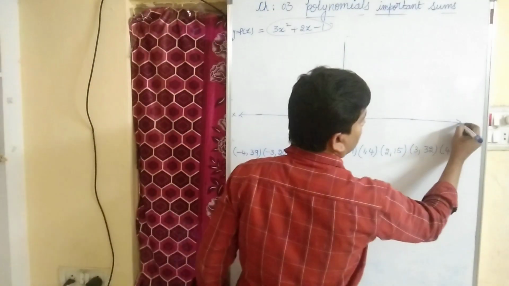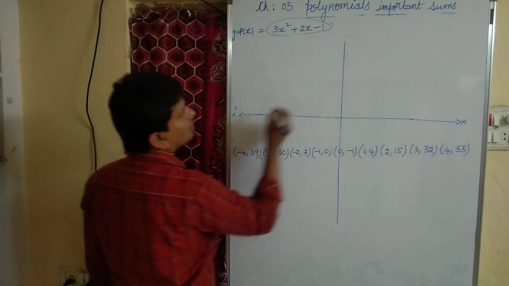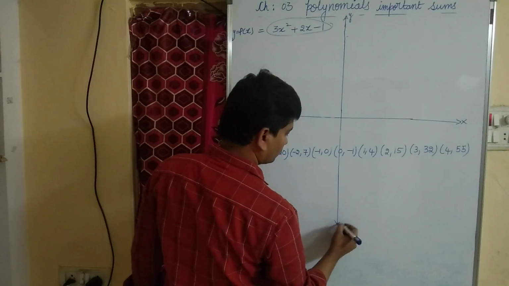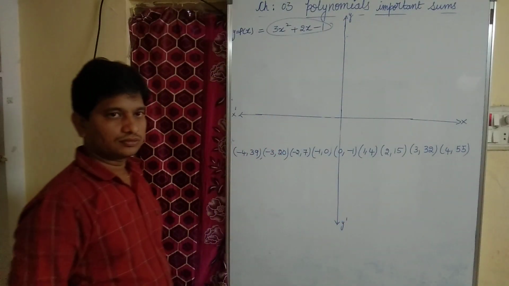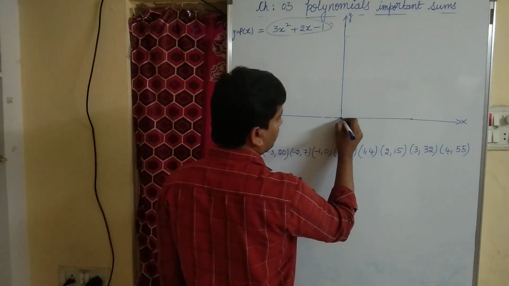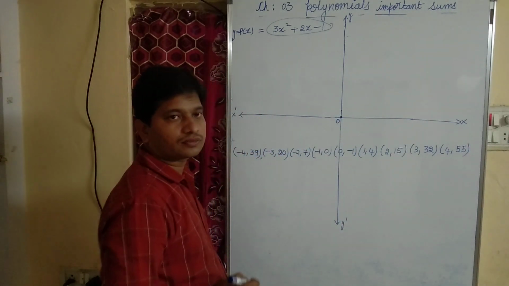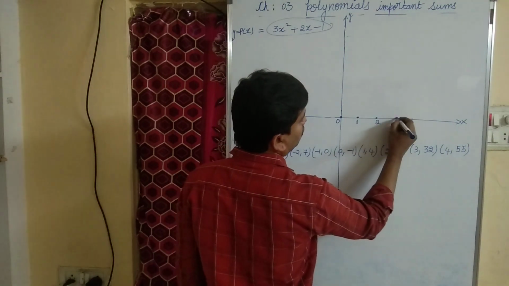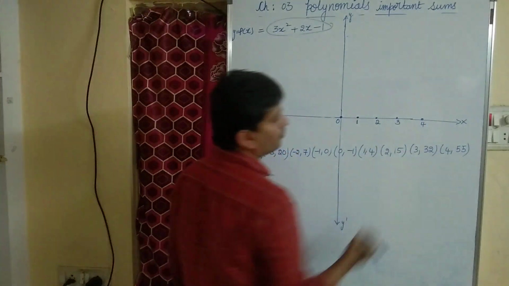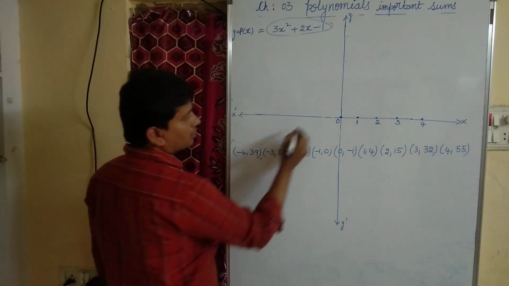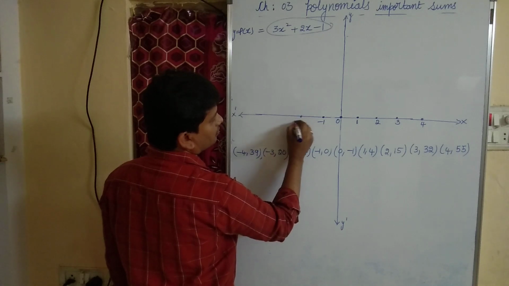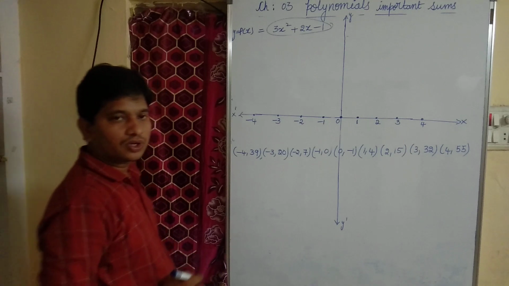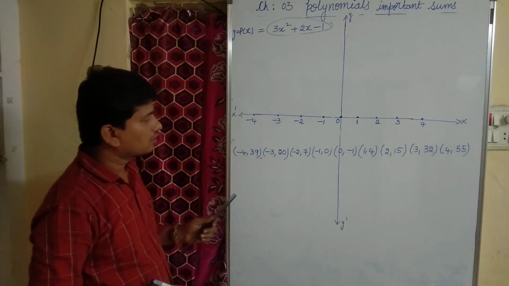This is our x-axis, x dash, and this is our y-axis, y dash. So the intersection of the x-axis and y-axis we consider as origin. 0, 1, 2, 3, 4, and here minus 1, minus 2, minus 3, minus 4. Okay. Now let us plot the points.